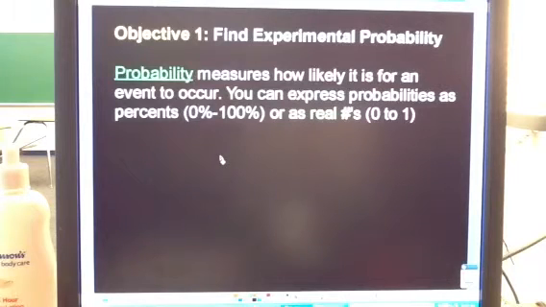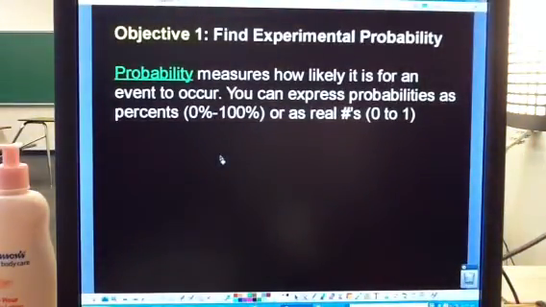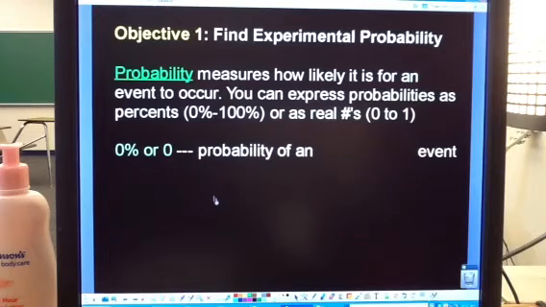And we express probabilities in two different ways. We can either talk about them as a percent, or we can talk about them as a real number. So when we typically see a probability, we either see it with a percent sign or as a ratio, in other words, a decimal. Something less than 1, or if we had 100%, that would be 1. And we can look at that right here.